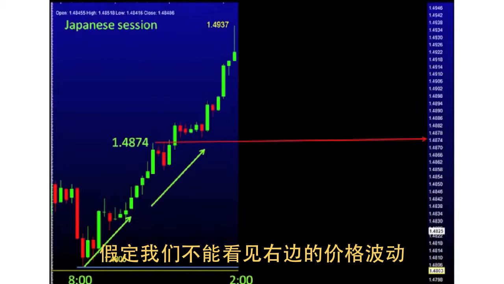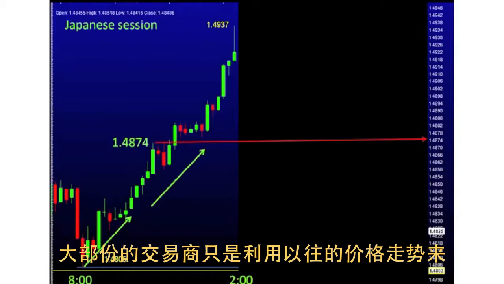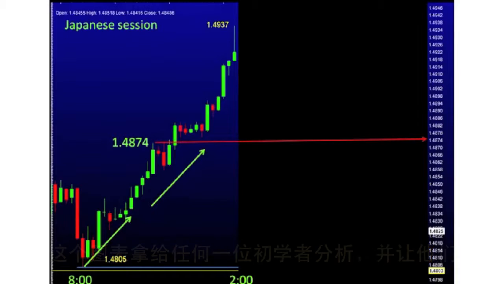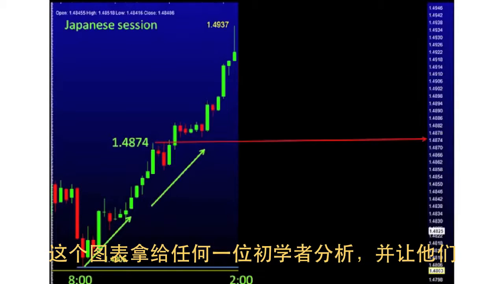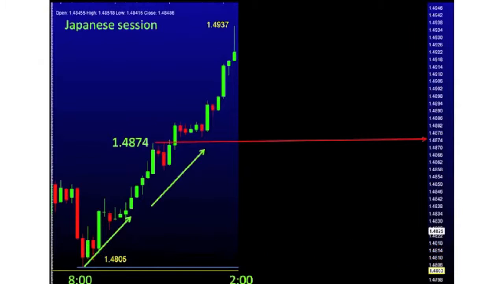This is what our chart looks like towards the end of a session. You can't see to the right because that's the future. But many traders use past performance to try to predict what the future price movement will be. Now, any beginner, if you take a look at this chart and you ask him to place an order, whether to buy or to sell, those are the only two choices we have, most likely than not, they will say we would like to place a buy order.